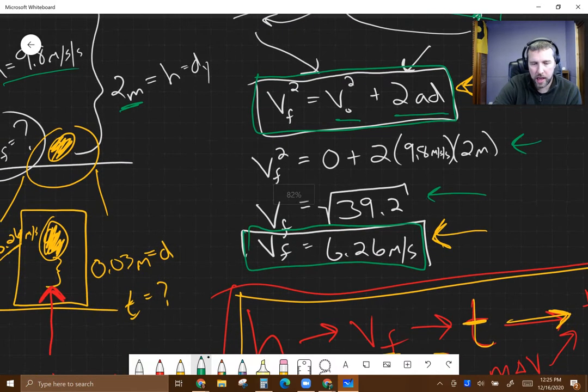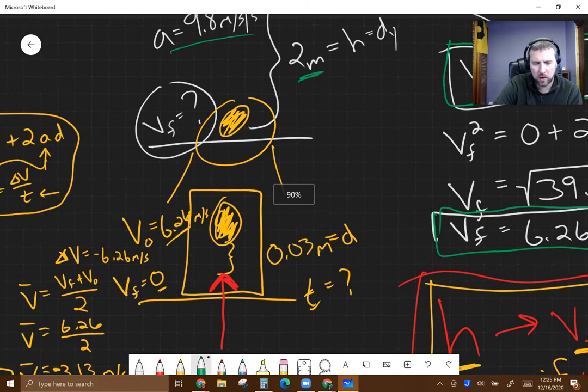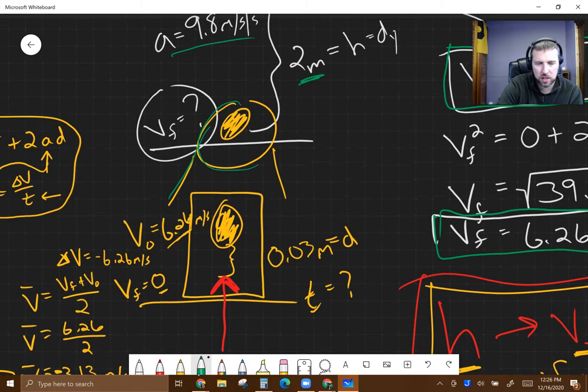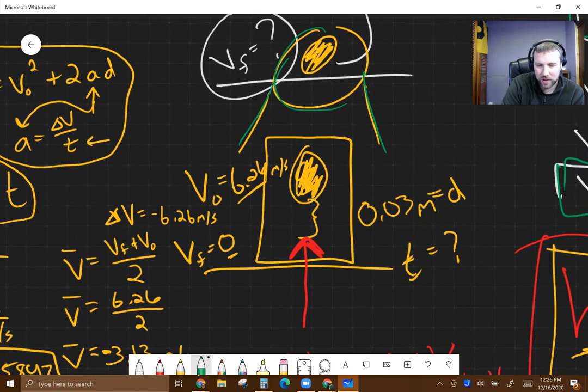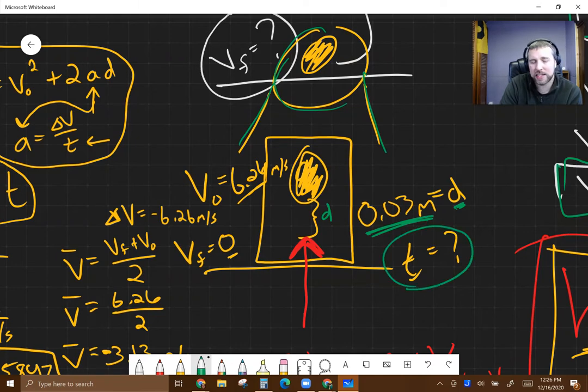Okay, so knowing that, then we started looking at the crash. So we kind of zoomed in on this portion. It said, okay, if it's in a container that allows a certain displacement of squish, about 3 centimeters for the egg to actually squish and move, depending on what's inside of it, then how much time is that going to take to stop over that distance?